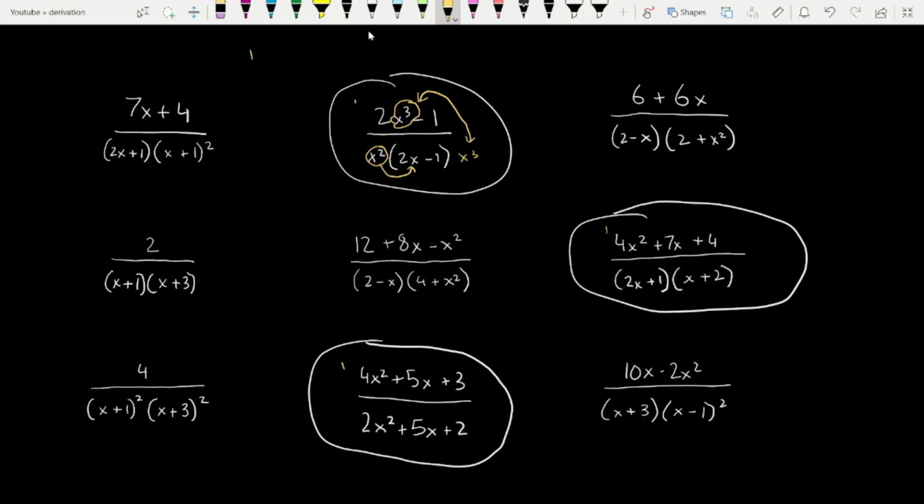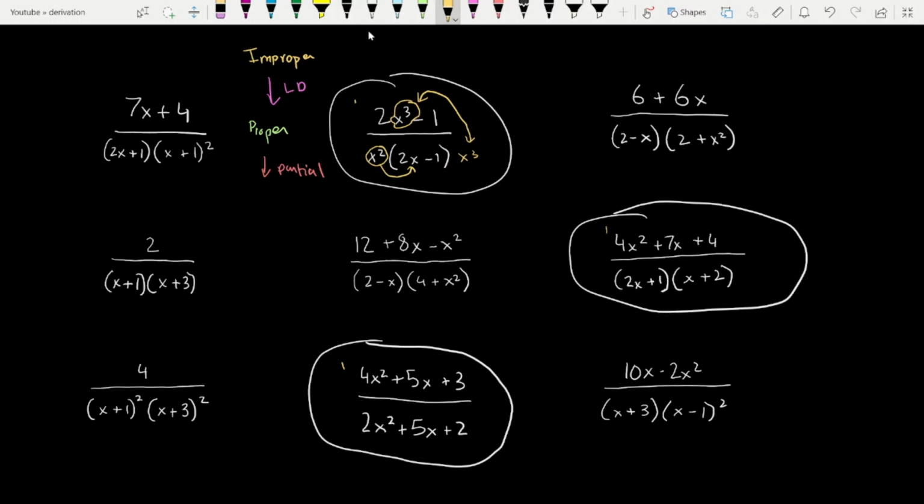So what happens when you have an improper fraction? Remember, you cannot apply partial fractions on an improper fraction. Partial fractions do not work on this. So you have to first do long division, right? You have to do long division. Synthetic division doesn't work. Then you convert this thing into a proper fraction, and only then can you go ahead and apply partial fractions on it, right? That's the workflow over here.